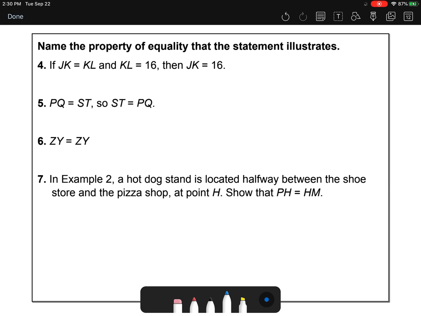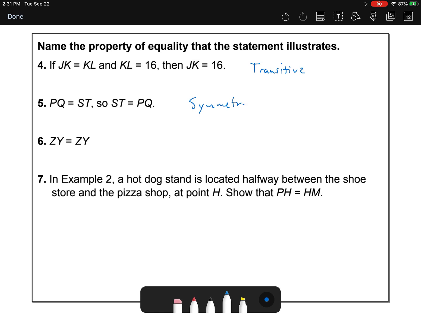We're going to go on to the bottom here of, I think it's 469. We're going to name the properties of equality that the statement illustrates down there below. So if JK equals KL and KL equals 16, then JK equals 16. Right, that's the transitive property. Transitive. If A equals B and B equals C, then A equals C.